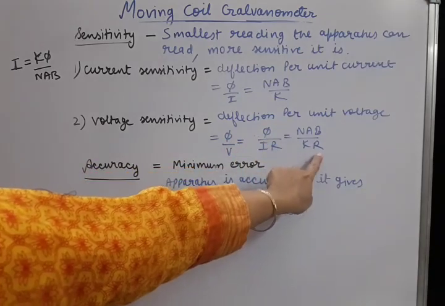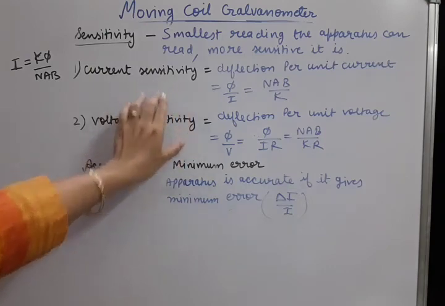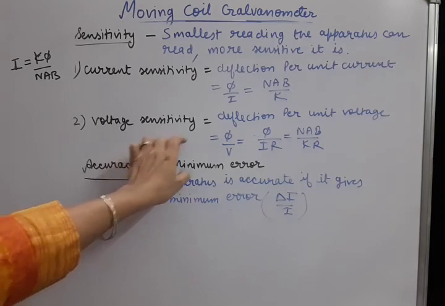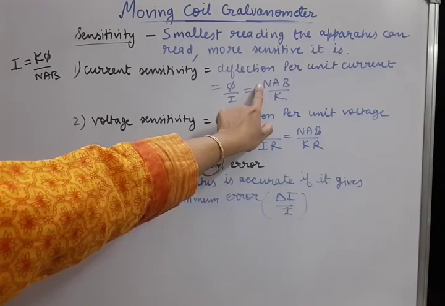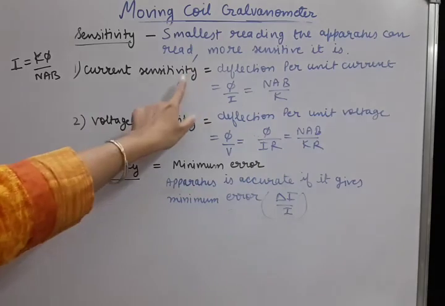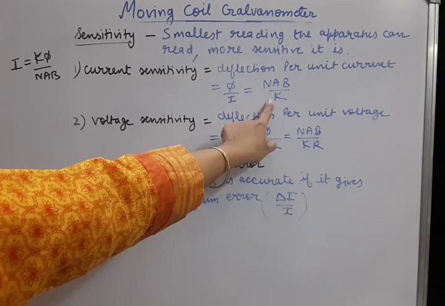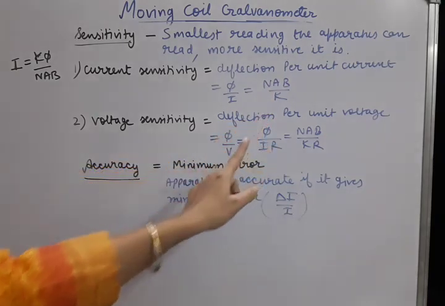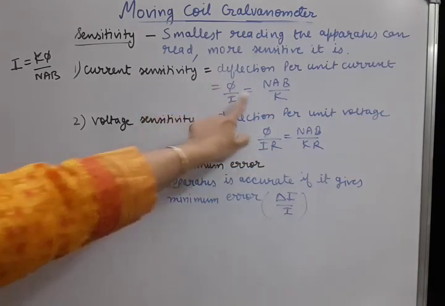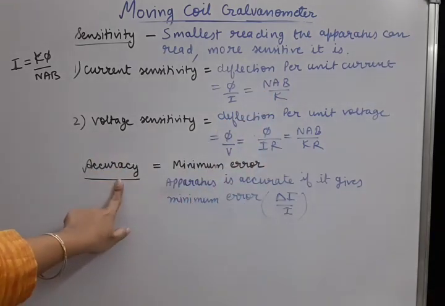The meaning of this derivation is: what factors can increase the sensitivity? What should we prefer for increasing the sensitivity of our apparatus? You can see we want the number of turns, area of the coil, and magnetic field to be more, so that sensitivity becomes more. But we want the spring constant K to be less. We always prefer the wire whose spring constant is less so that sensitivity is more, because it is in the denominator.